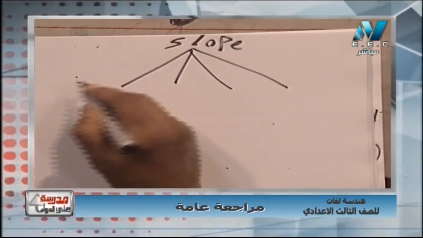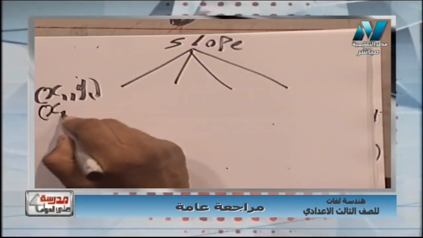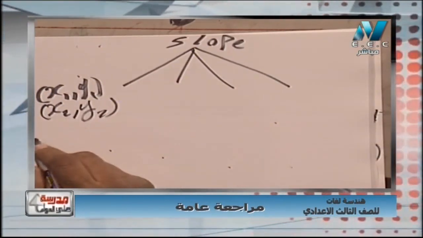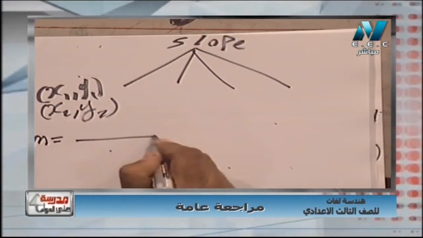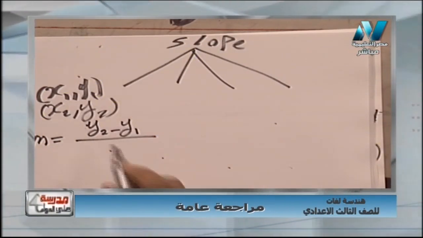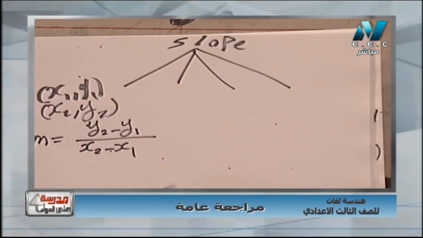The first one: if you have 2 points, x1, y1, and x2, y2, the slope means the change of y, the difference between y2 and y1, over the change of x, x2 minus x1. It means vertical over horizontal. Don't make the reverse, because you will make a mistake. y2 minus y1, vertical axis over horizontal axis, or change of y over change of x.